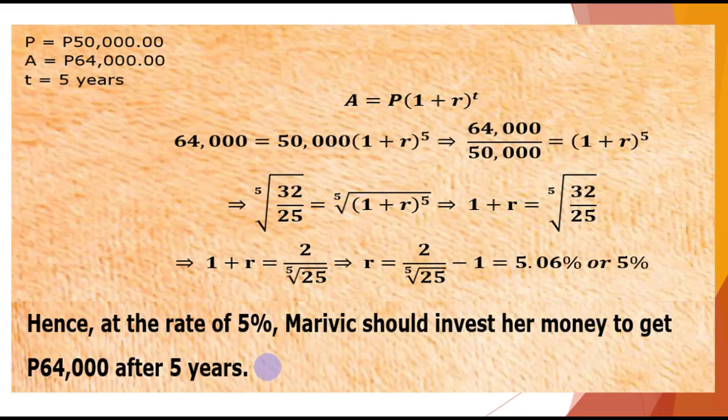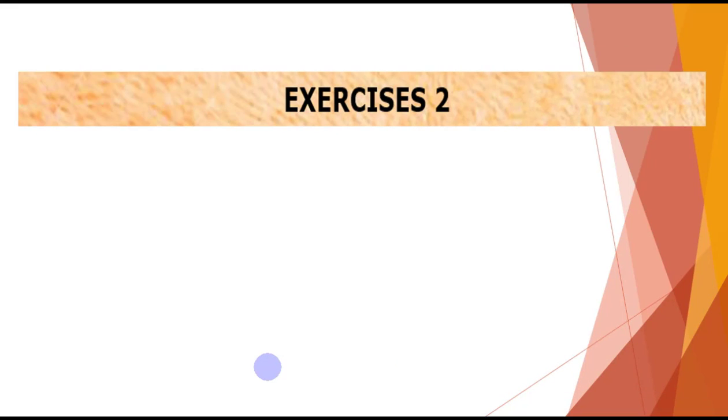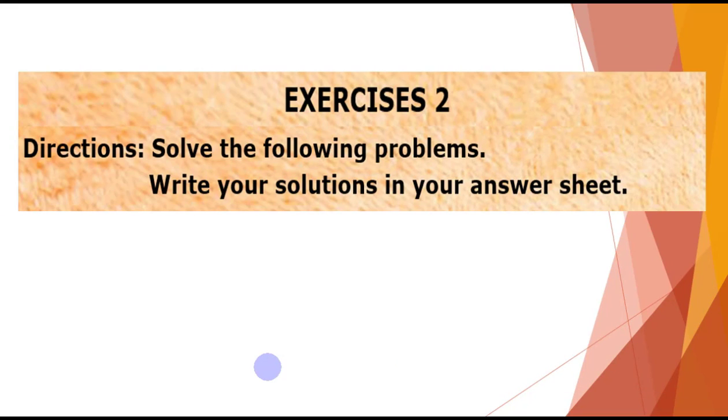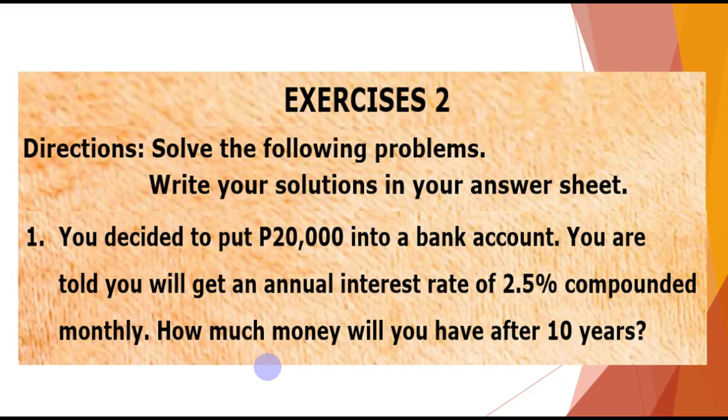Exercises number 2. Solve the following problems. Write your solutions in your answer sheet. Number 1. You decided to put 20,000 pesos into a bank account. You are told you will get an annual interest rate of 2.5% compounded monthly. How much money will you get after 5 years?